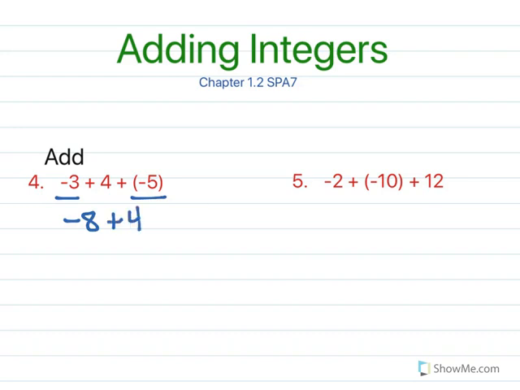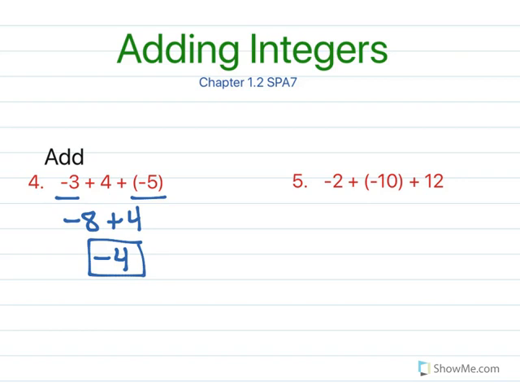plus 4. And now I know that I have 8 negatives and 4 positives. There are more negatives than there are positives. How many more? There's 4 of them. So I get -4. Or as we talked about before, the absolute value of -8 is 8. The absolute value of 4 is 4, so 8 minus 4 is 4, and the bigger absolute value is -8, so it's going to be a negative.